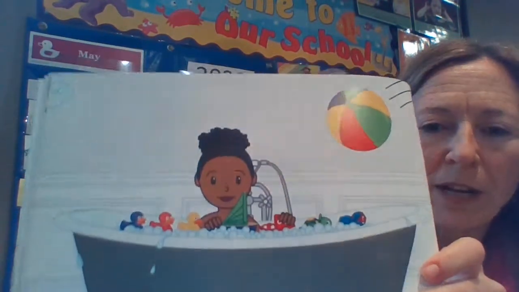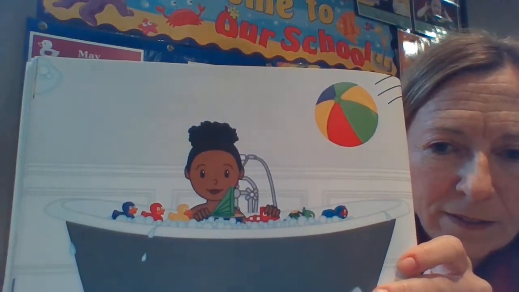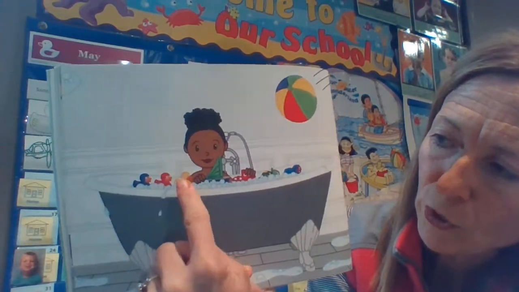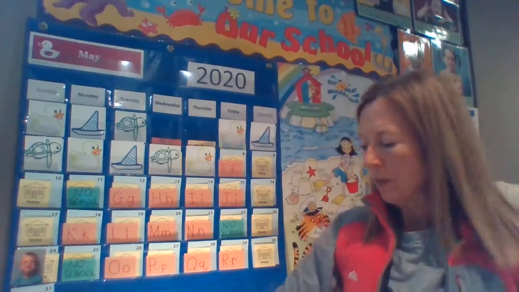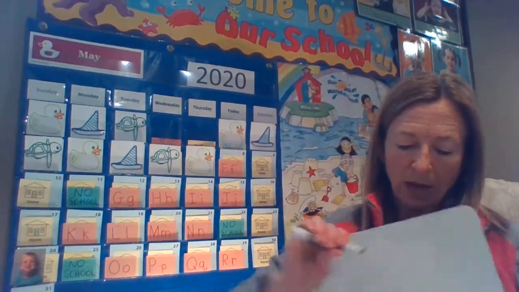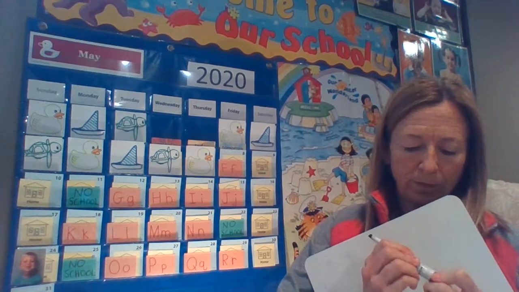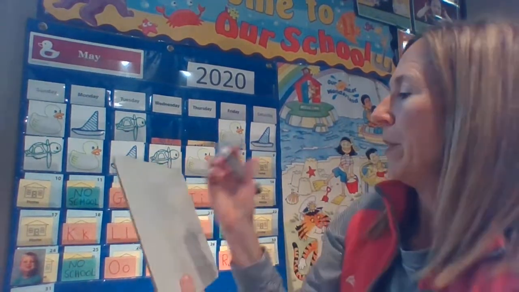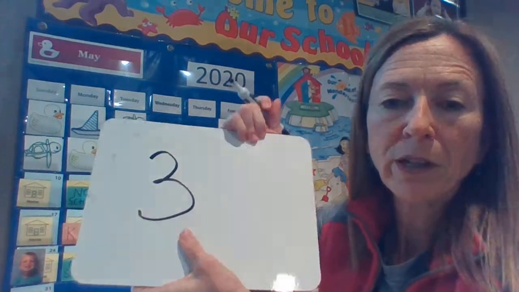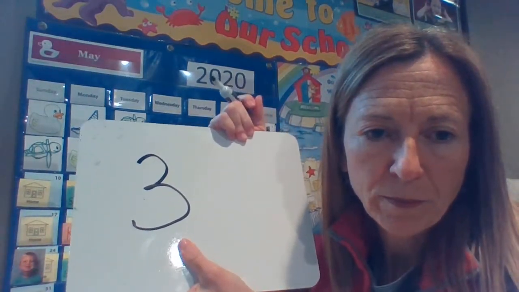All right, friends, how many rubber duckies do you see? I see three. One, two, three. So I'm going to write an equation about the duckies. I'm going to start with three rubber duckies, just like Michaela. And today we're going to learn about a new sign in math.